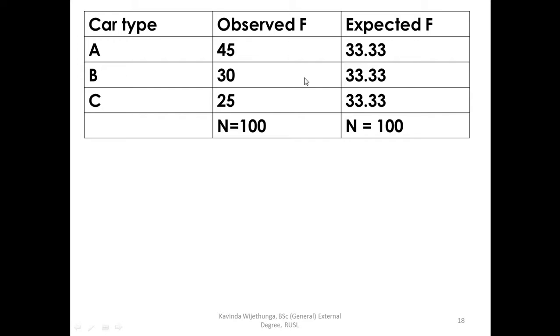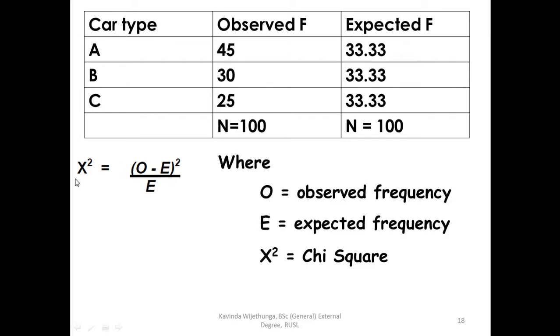These are the expectations. This is the equation to find the chi-square value: the observed value minus the expected value, squared, divided by the expected value. Then you can take the chi-square value, where O is equal to the observed values and E is equal to the expected values, and this is chi-square.